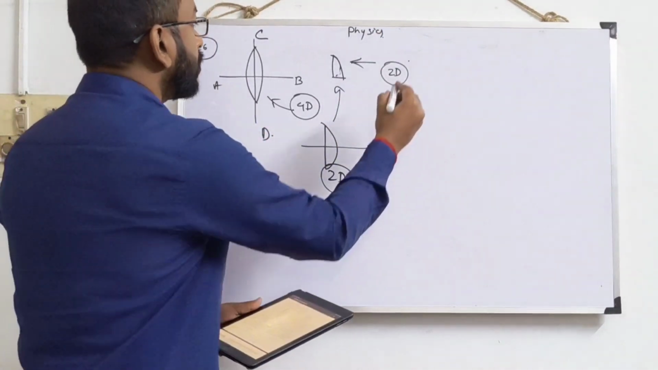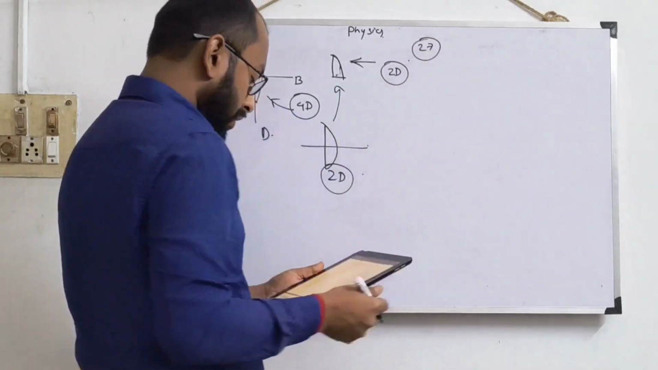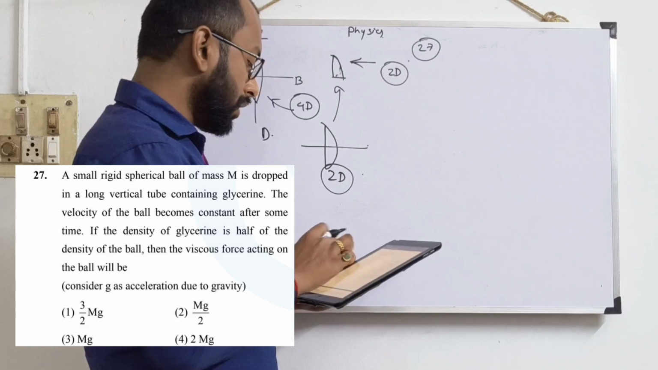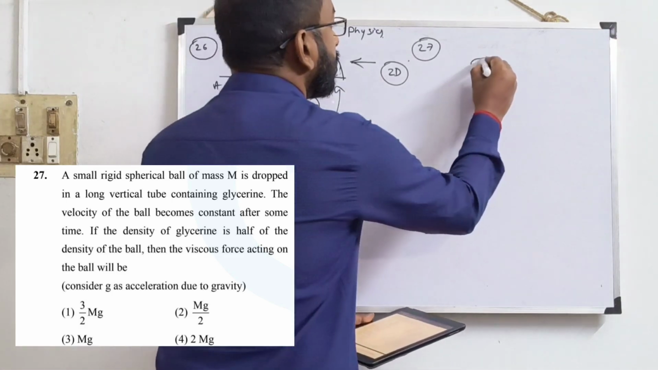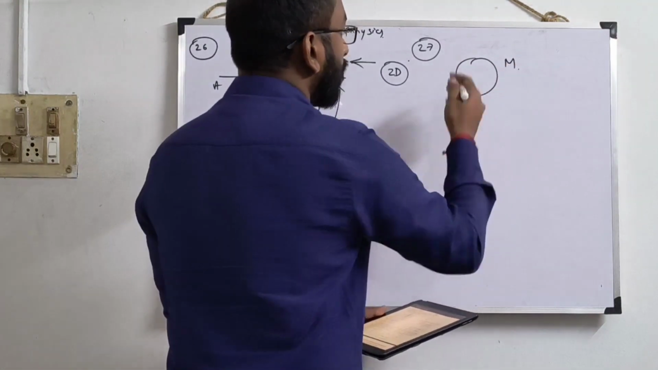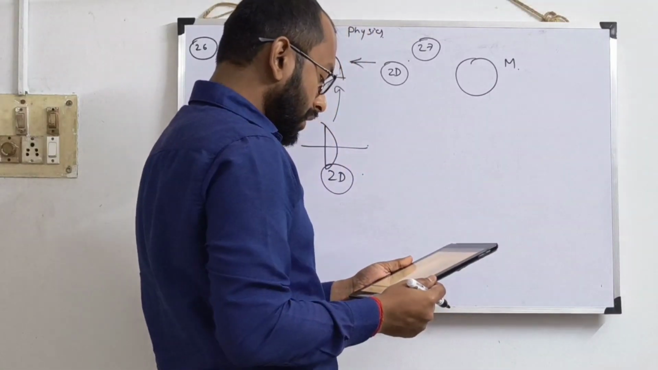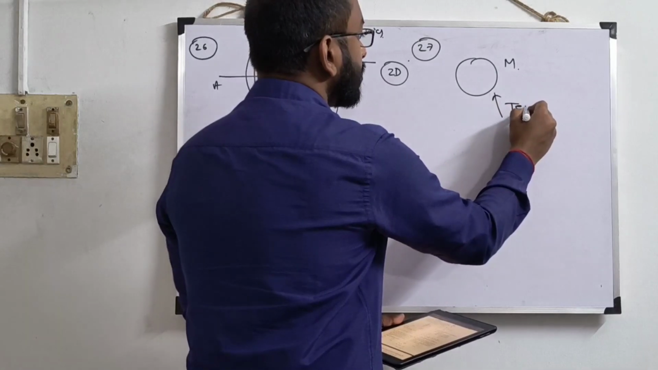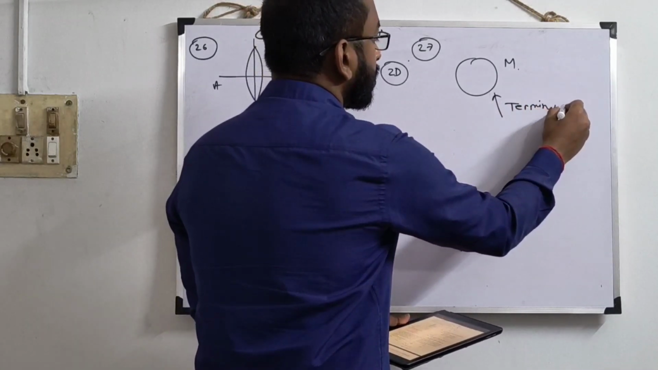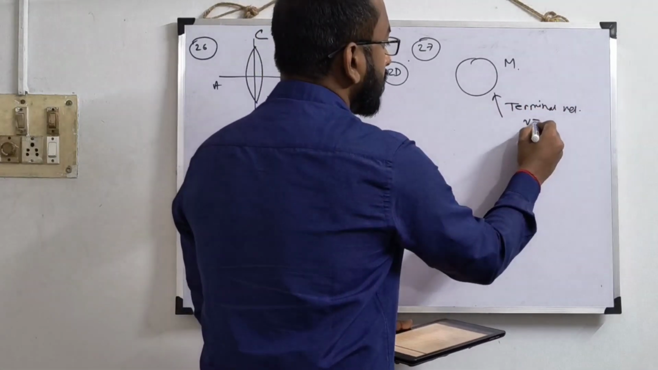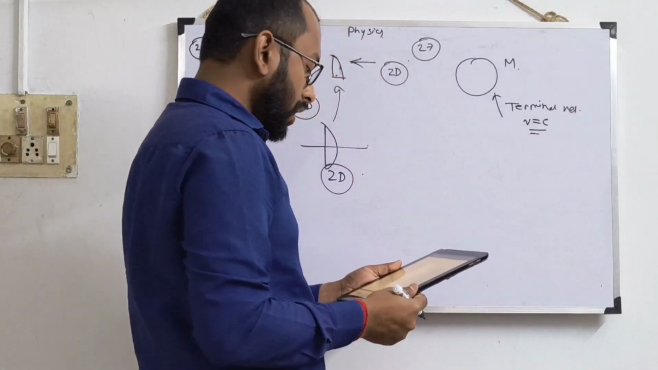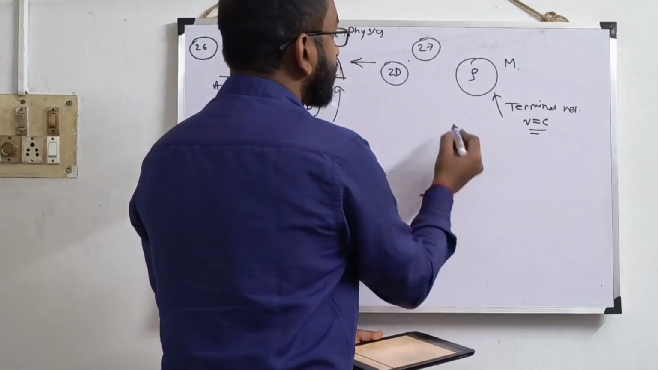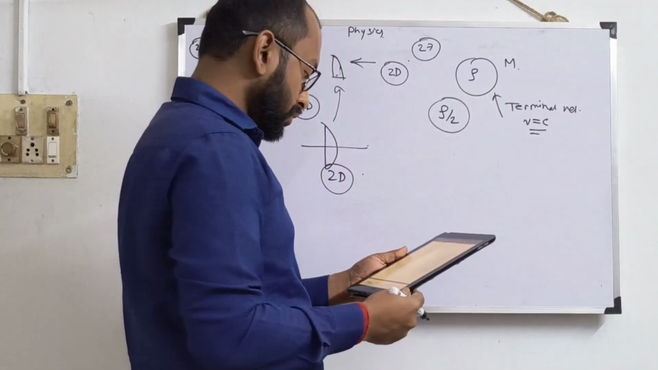Okay, next question, 27. It is given that a small rigid spherical ball of mass m is dropped in a long vertical tube containing glycerin. The velocity of the ball becomes constant, so that means it has reached the terminal velocity. If the density of the glycerin is half of the density of the ball, let's say the density of the ball is rho, then the density of the glycerin is rho by 2.